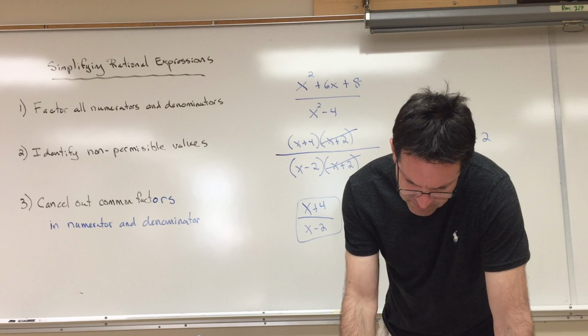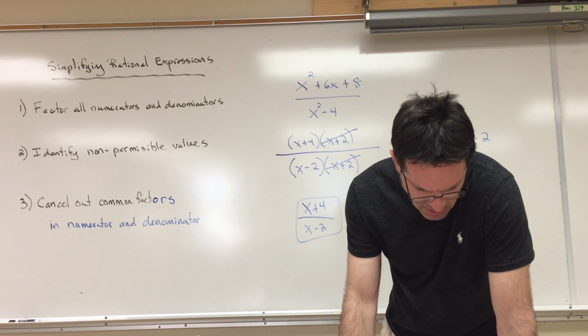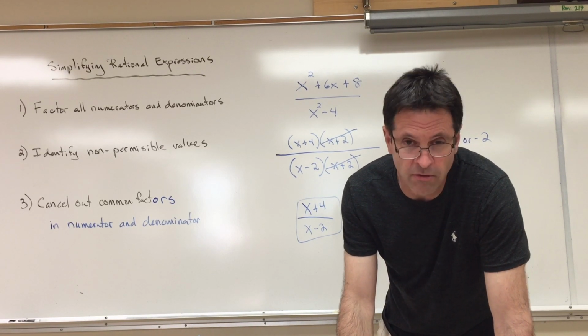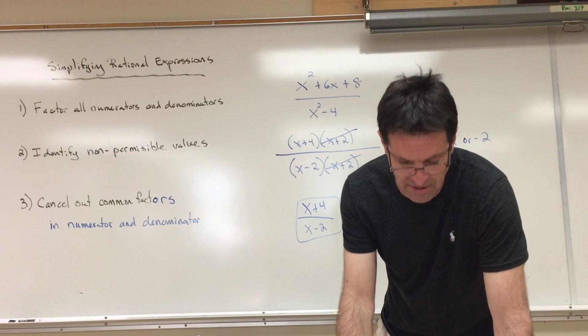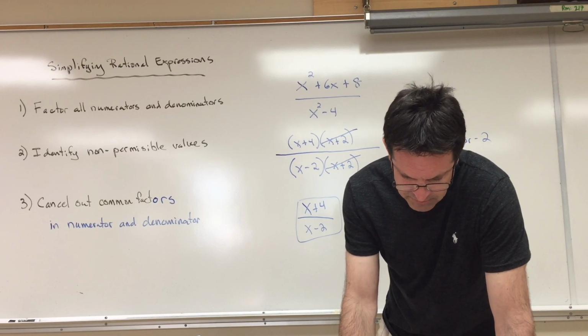Always factor and then cancel. Factor, find your non-permissible values, and then cancel out common factors top and bottom.